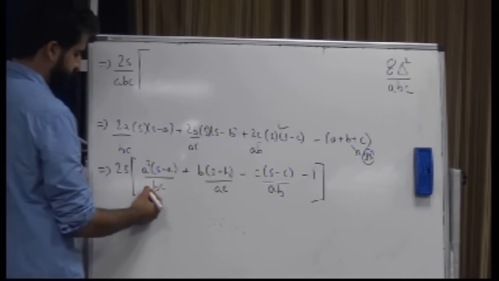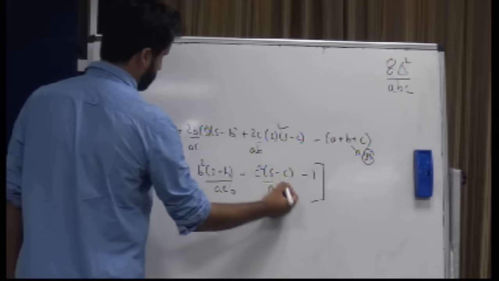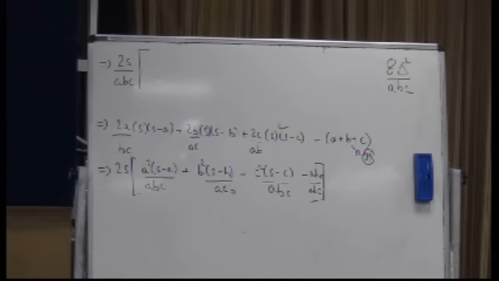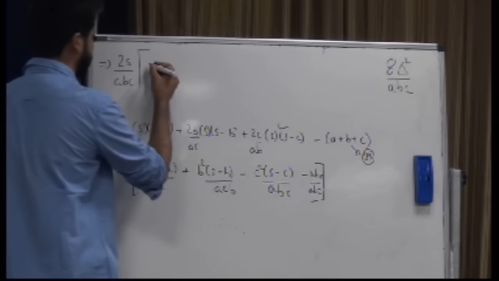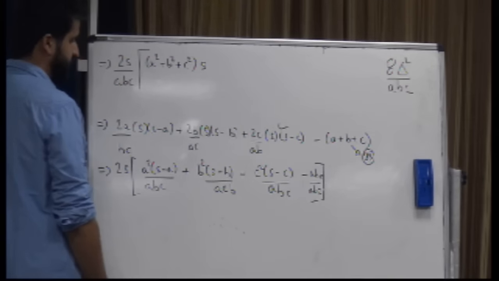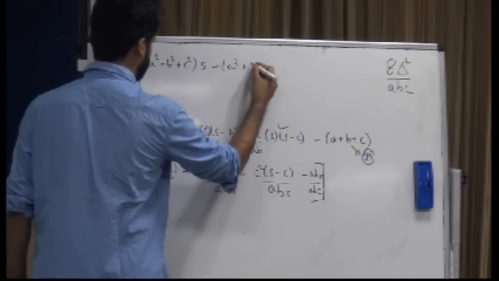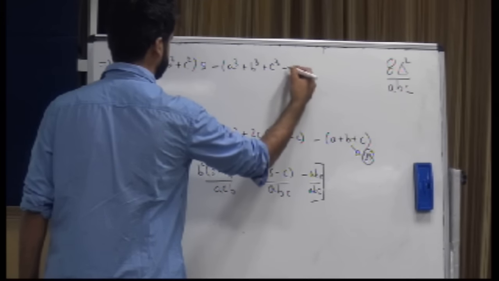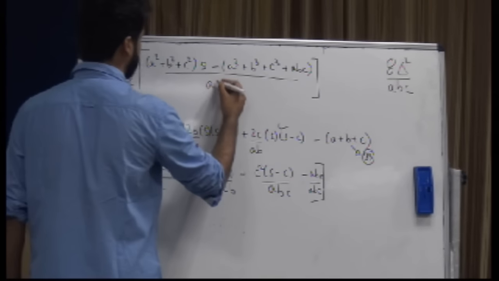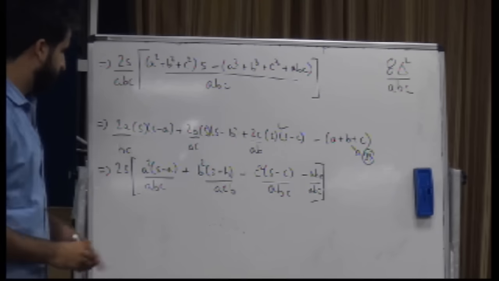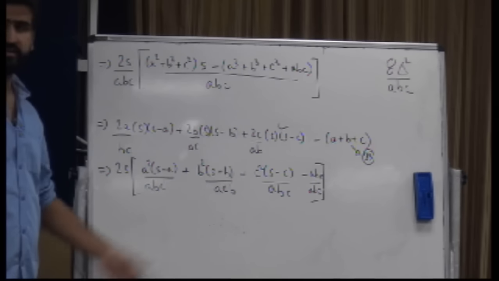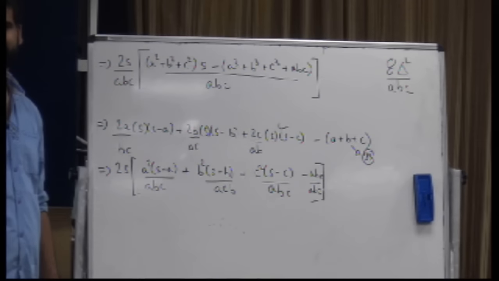This becomes A square, B square, so this is A square plus B square plus C square times S minus A cube plus B cube plus C cube plus ABC upon ABC. When you multiply A square with A, B square with B and C square with C, A square into A is A cube. Okay. Understood till here?